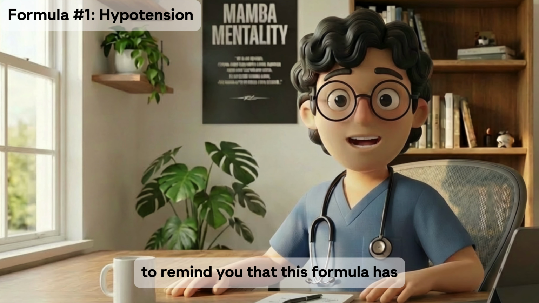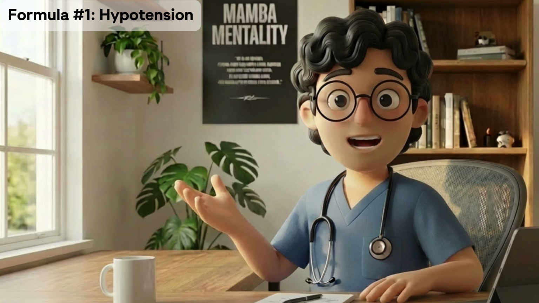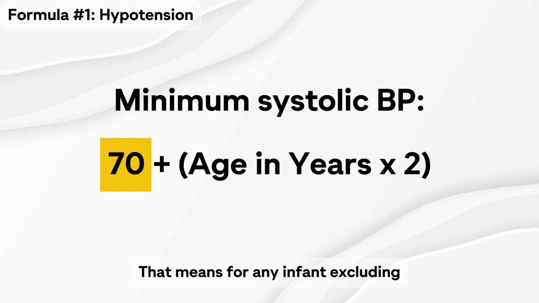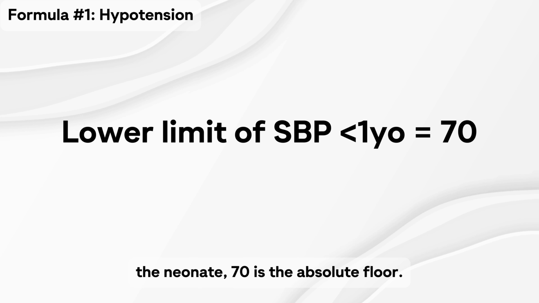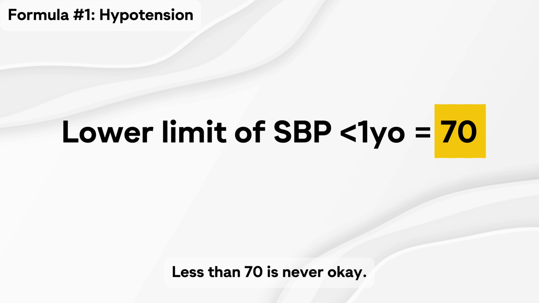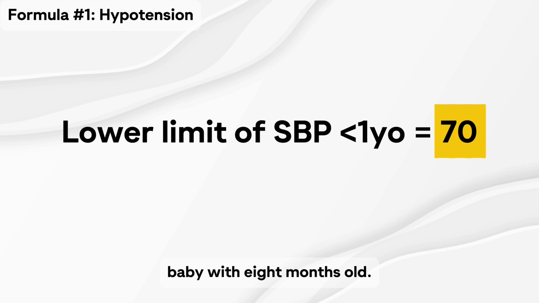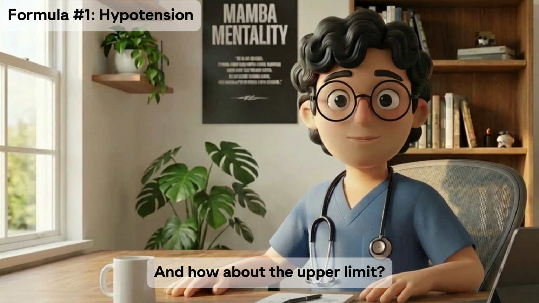However, I need to remind you that this formula has a lower and upper limit. For the lower limit, let's take a look at the base number, 70. That means for any infant, excluding the neonates, 70 is the absolute floor. Less than 70 is never okay. For example, if you have an 8-month-old baby, we expect the systolic blood pressure to be greater than 70. And how about the upper limit?